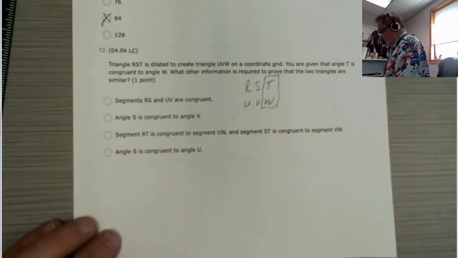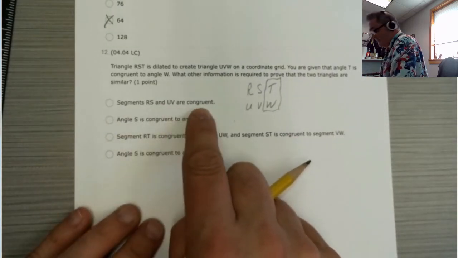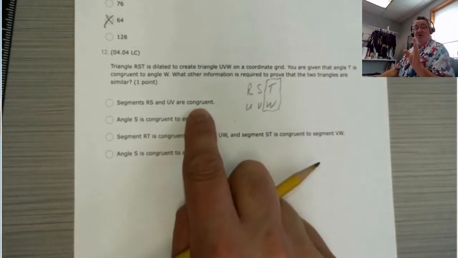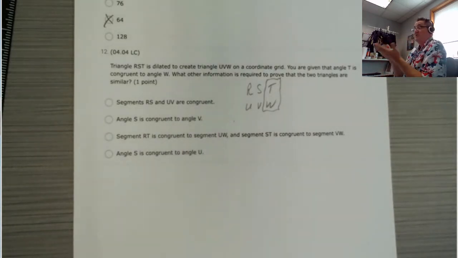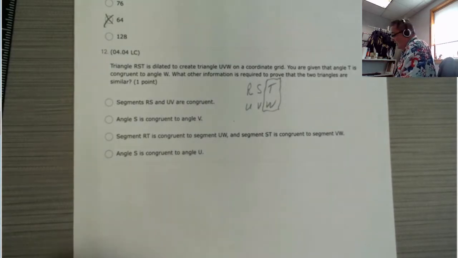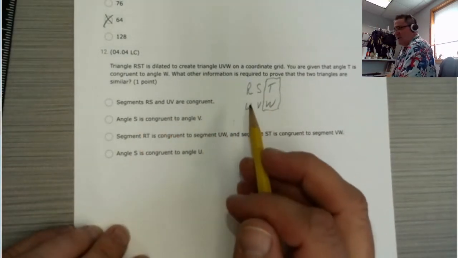Okay. So segments are congruent. Well, if they're congruent, they're exactly the same. Now, you can have two shapes that are exactly the same size, and those can also be called similar. They're so similar that they're exactly the same, but that is called similar. But to prove that, we'd have to have a lot more.